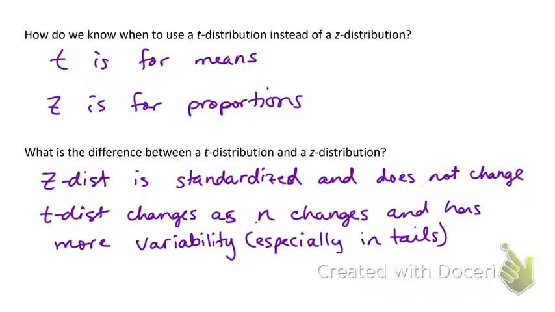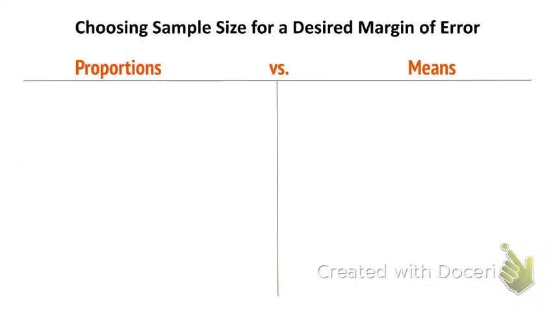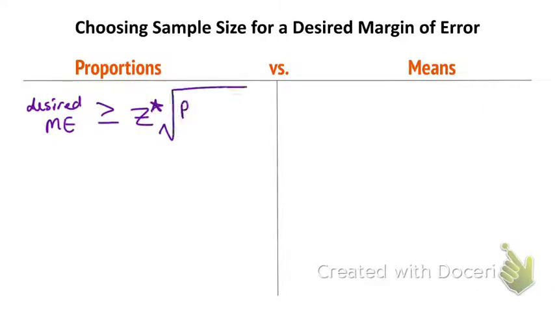Cool. Now we're going to look at how did we solve for a sample size back when we were doing proportions. So when we were doing proportions, we had our desired margin of error had to be greater than or equal to the Z star critical value times the square root of p hat, 1 minus p hat divided by the sample size. And we had to solve for n.